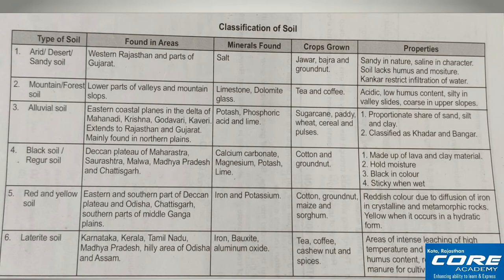So classification of soil, basically we will discuss on various factors. These factors are: the first one is in which areas these soils are found, the second one is which type of minerals are found, the third one is which type of crops are grown in this area, and the last one we will see is the properties. So let's start first of all from the arid soil.